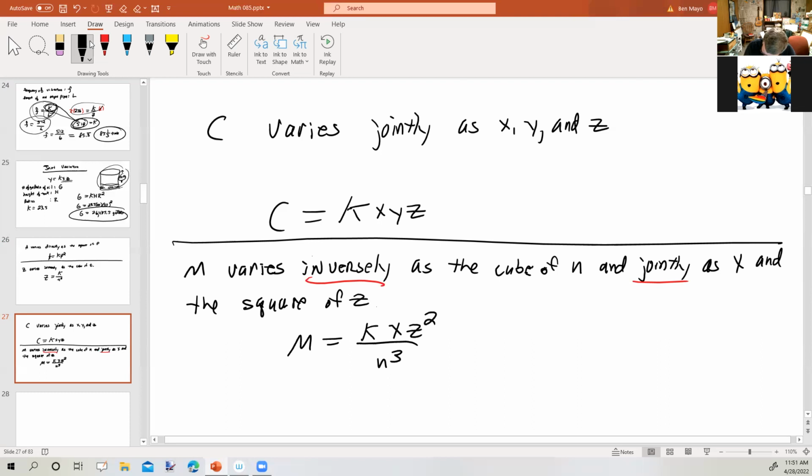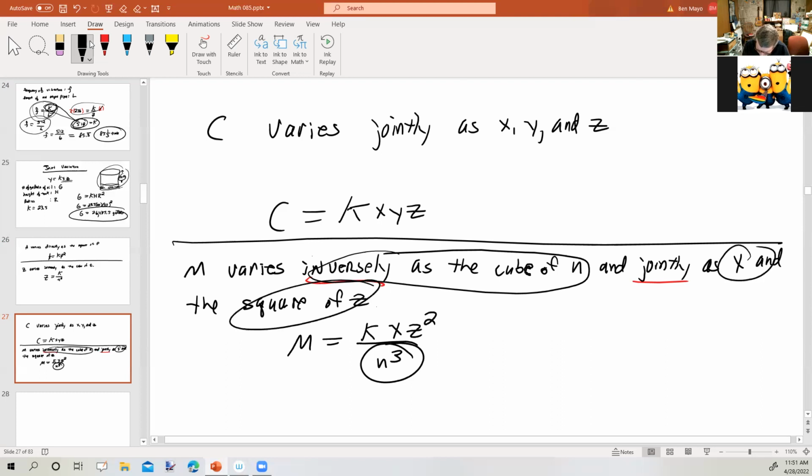So do you see how we've got more than one type of variation in that single problem? Okay, that's how you got that into the third? Right, because inversely as the cube of N, so that's going to be down below, N cubed. Jointly as X and the square of Z. And K, of course, is always on top. All right.